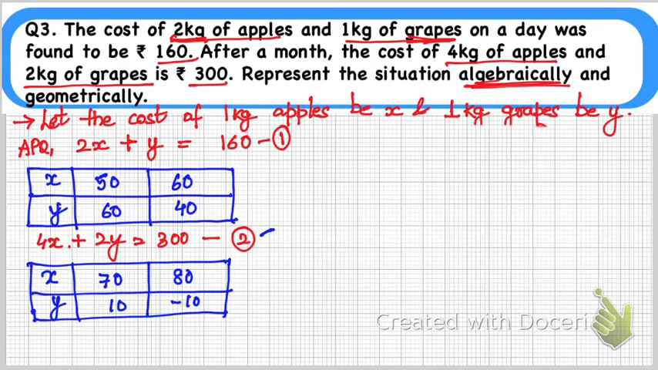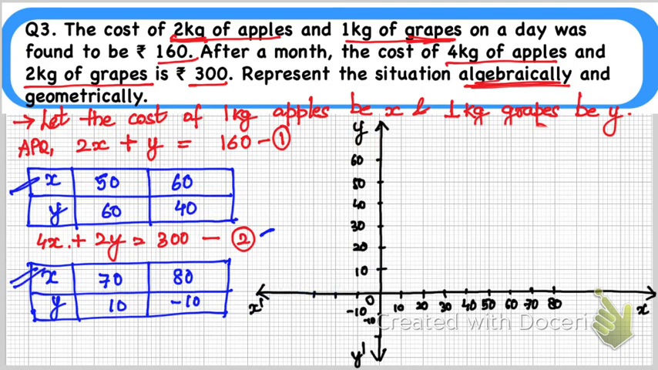Now I will be plotting the graph for these points. As I have got the points, we are ready with the points. Now we will be plotting the graph. So moving to the graphical part now. The first point is 50, 60 for equation 1. So from x we will have 50 here, and from y we will get 60 here. So the point will be somewhere here, right? So 50, 60 will be over here.